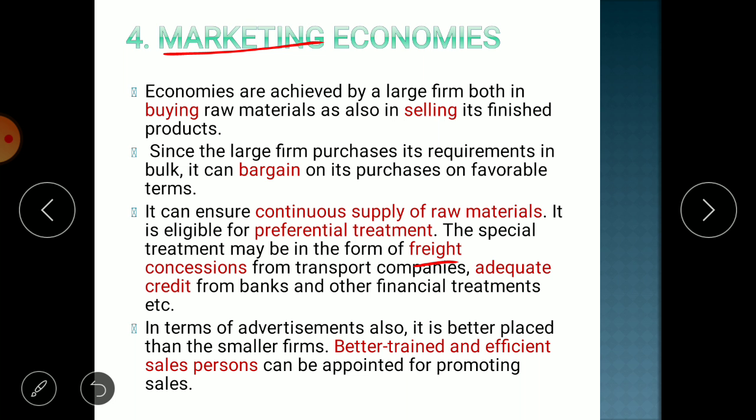In terms of advertising also, up till now we have discussed the purchasing aspect, and now we will discuss the selling aspect.